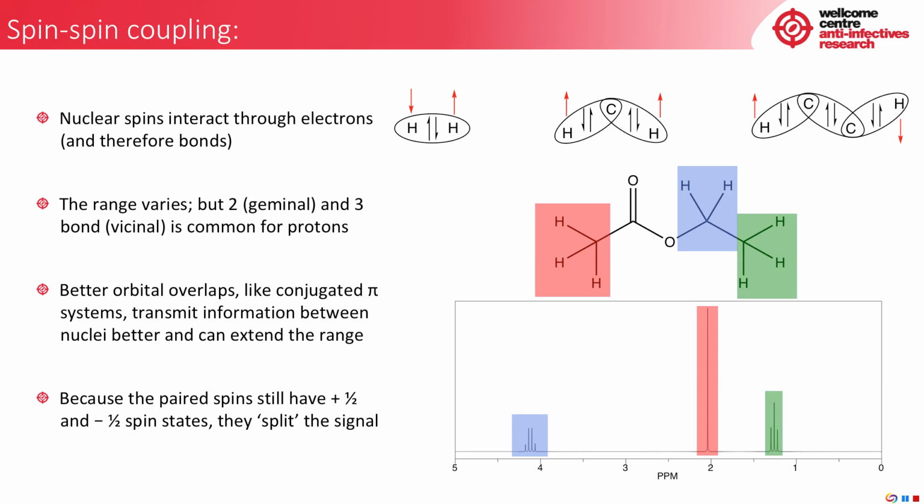Where orbital overlap is better, like in conjugated pi systems, the information is transmitted between nuclei better, and you can get longer range 4 or 5-bond couplings. And because all of these paired spins still have themselves a half and minus a half spin states, they then cause a split in the signal. I'll now talk about what that means.